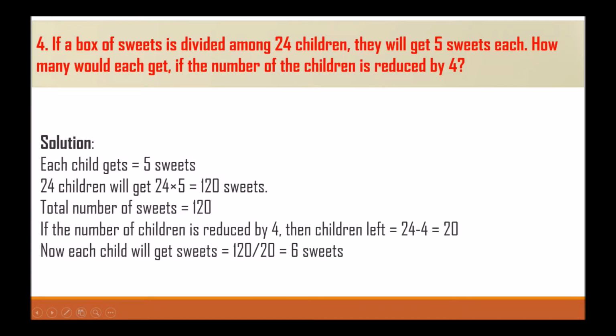Fourth question. If a box of sweets is divided among 24 children, they will get 5 sweets each. How many would each get if the number of children is reduced by 4? Each child gets 5 sweets. 24 children will get 24 into 5, that is 120 sweets. Total number of sweets equals 120. If the number of children is reduced by 4, the children left is 24 minus 4, that is 20. Now each child will get sweets equal to 120 upon 20, that is 6 sweets.